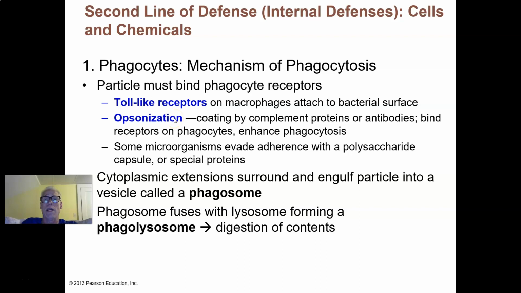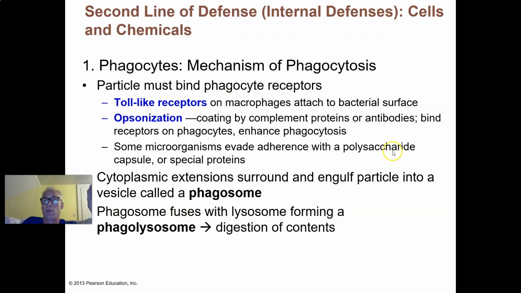If a microorganism has already gotten coated with an antibody, which we'll talk about later, a defensive protein made by the adaptive immune system, or a complement protein, which we'll talk about within the innate immune system, that enhances phagocytosis by macrophages and gives them another handle to grab and gobble it up. Some microorganisms, incidentally, can evade this binding by the macrophages. They have to be able to bind, cling to the bacteria, and then surround it and engulf it.